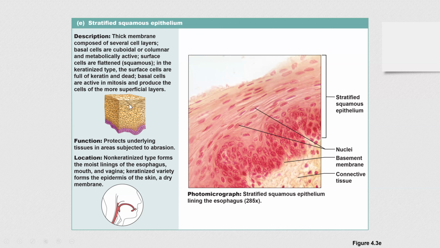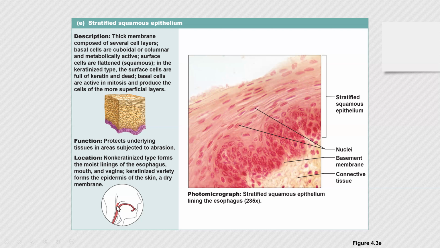Now, what would be a good function for this epithelium? Protection. When you have so many layers of cells, that's good to protect your body and your organs. So it protects underlying tissue in areas subject to abrasion. Now, location: you will find it where you need this protection.